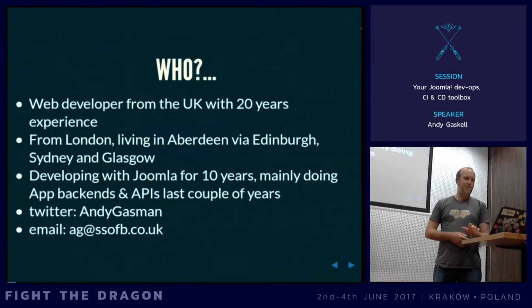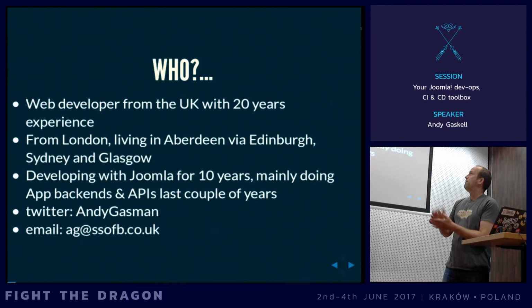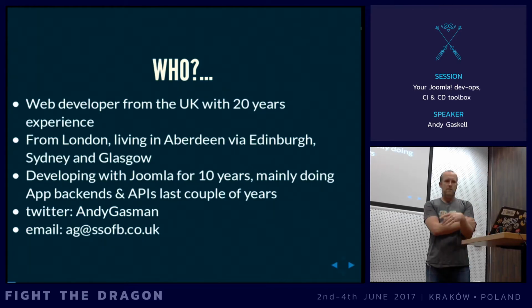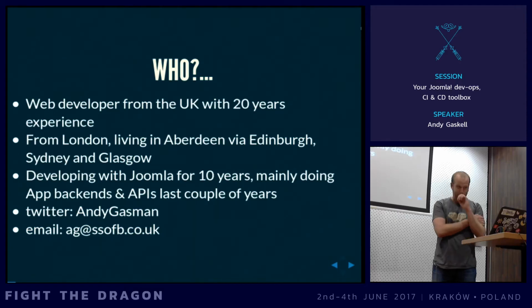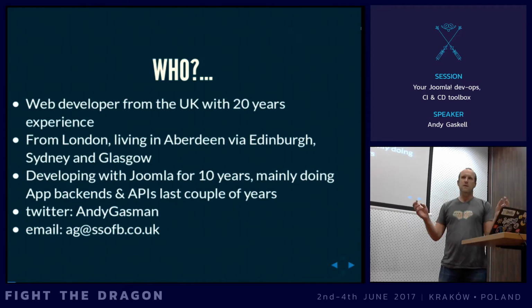Who am I? I'm Andy. I'm a web developer. I live in Aberdeen in the UK. I've been using Joomla for about 10 years, I guess, and I've been a developer for about 20 years. The last couple of years, I've been mainly writing APIs and doing quite a lot of DevOps for a company that does apps for schools. So we use Joomla as a mobile phone application backend through a RESTful API, and there's hundreds of apps, and some of them are really busy, so it's kind of scale out and scale up sort of thing.